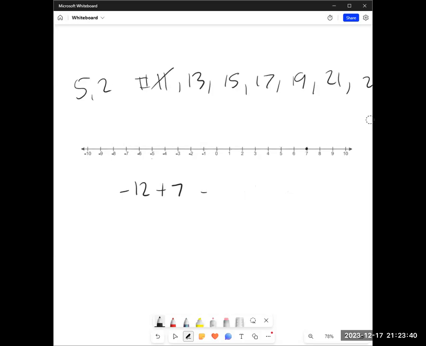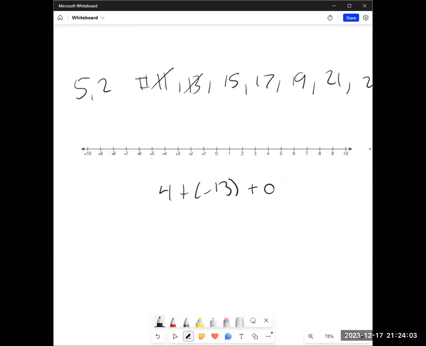I may find that I can't just use this number line method for one of the problems because both numbers are too big. But for right now, I should be able to use this with most of these problems. So let's go ahead and look at this one. Now they give me 3 terms.